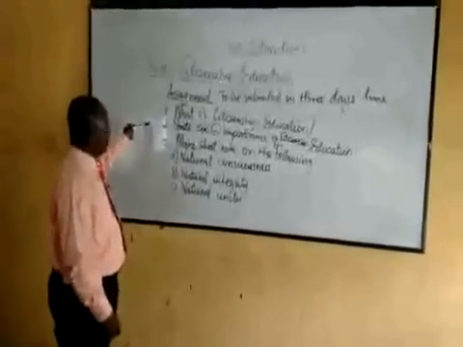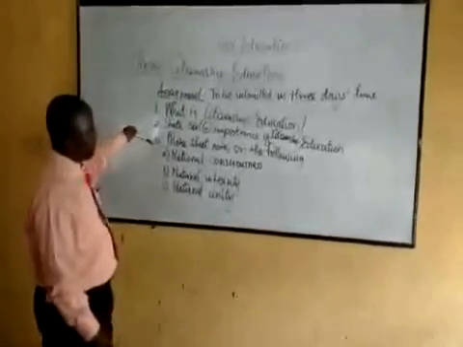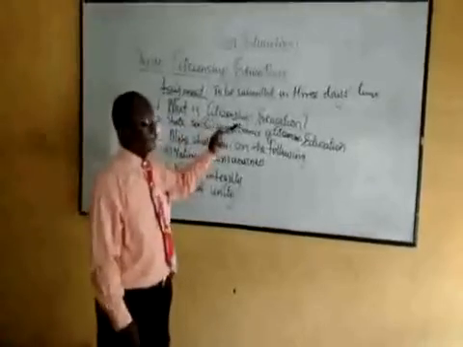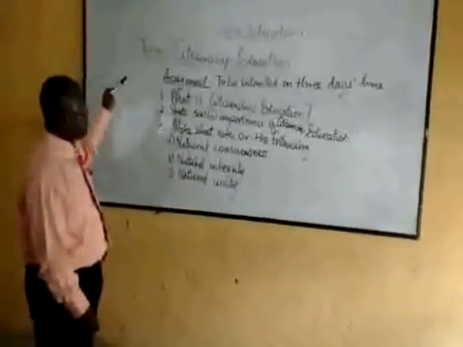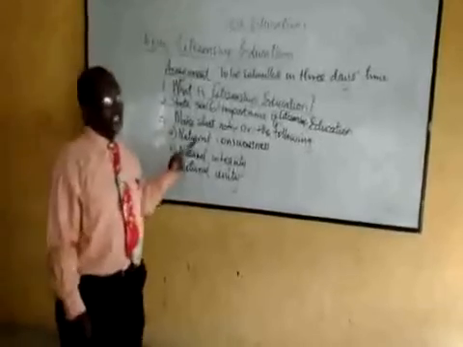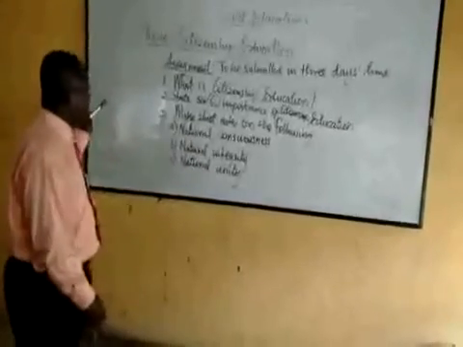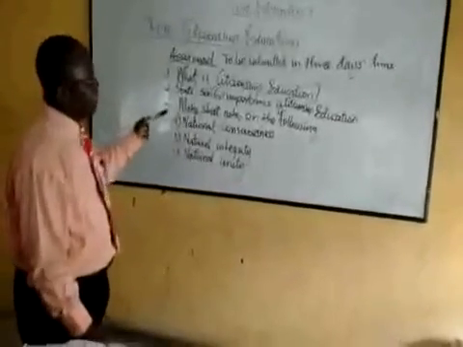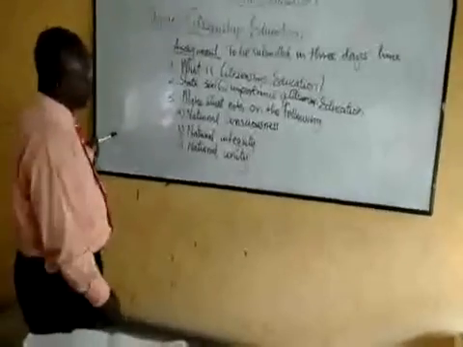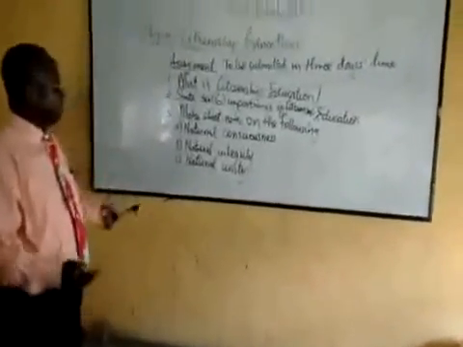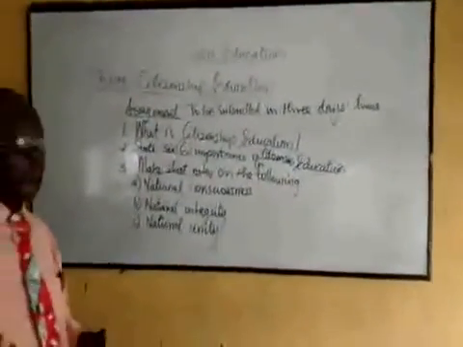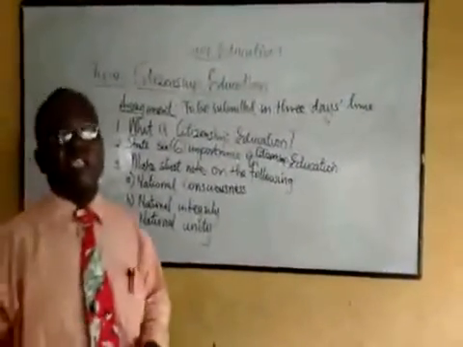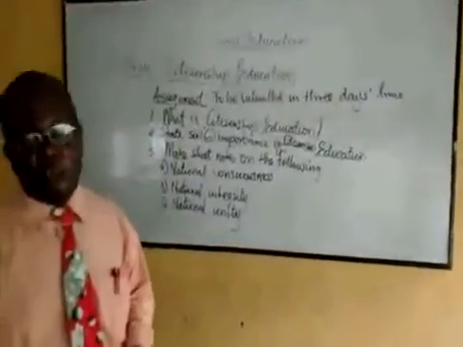Assignment for this lesson to be submitted in 3 days' time. Number one, what is citizenship education? Number two, state 6 importance of citizenship education. And number three, make short notes on the following: A, national consciousness. B, national integrity. And C, national unity.